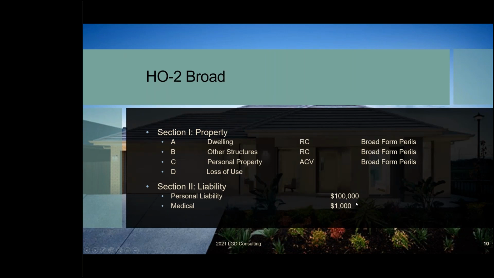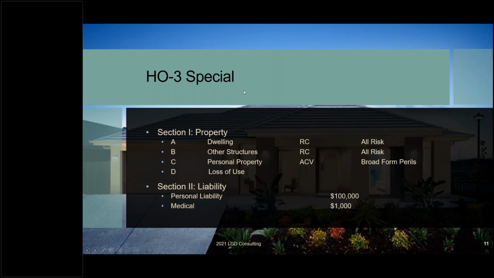All right, so then HO2 is a broad form. We're going to change the coverage to replacement costs or reconstruction costs on the house and other structures, but you still have depreciated or used value, actual cash value, for your personal property. We're going to increase the perils from basic to broad, so we give you better coverage, more perils that provide coverage for losses. Okay, so broad form coverage, broad form perils.